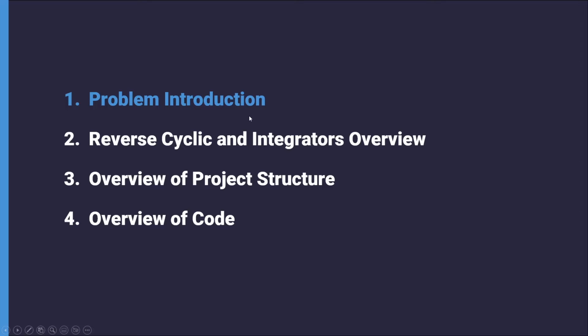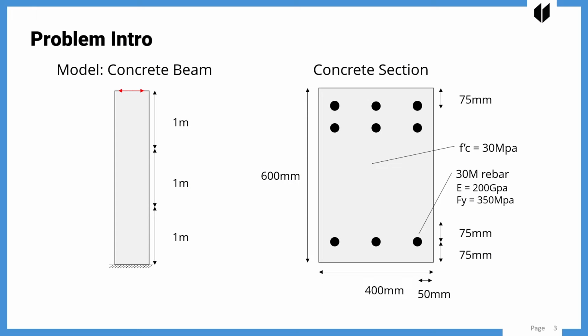So, looking at what I'm going to go over, I'm going to give a quick introduction to the problem. I'm going to go over what reverse cyclic analysis is, why it's different, and then I'm going to overview some of the integrators. Then I'm going to take you into the code, and so we're going to overview the structure of the project, and then I'm going to do a line-by-line breakdown of the code and give you an explanation of why I'm doing what I'm doing.